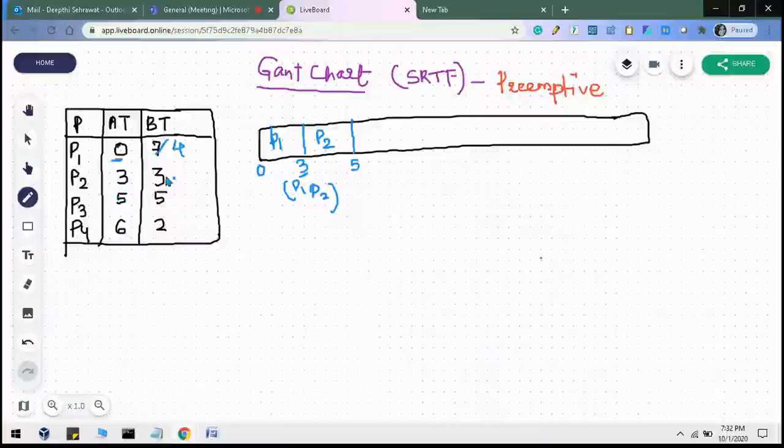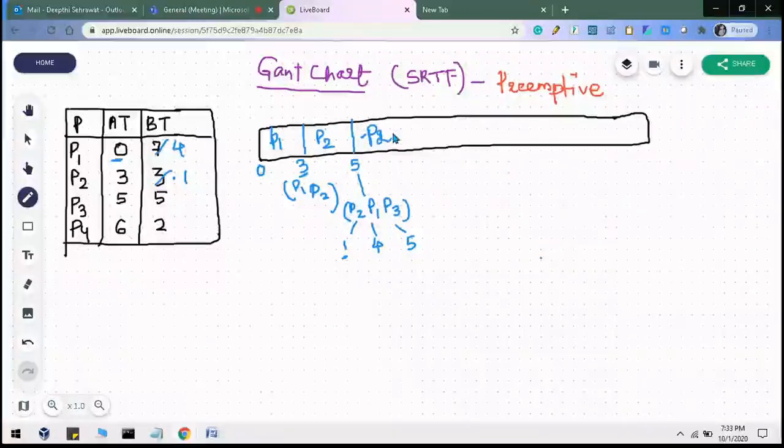So 3 plus 2 is 5. Now how much time is left for P2? 3 minus 2 is 1. At this particular point of time, how many processes are there in the ready queue? P2 is already there, initially we had P1 also, and we now have P3. So P2 is left with only 1 millisecond, P1 is left with 4 milliseconds, and P3 is left with 5 milliseconds. Which one is least out of this? We have to take the process which takes the minimum remaining time to run. So P2 will take the CPU and it is going to run for the next 1 millisecond.